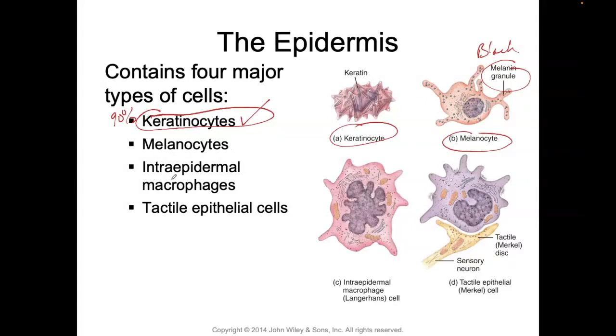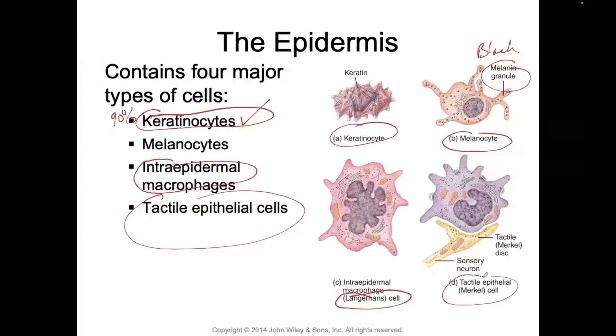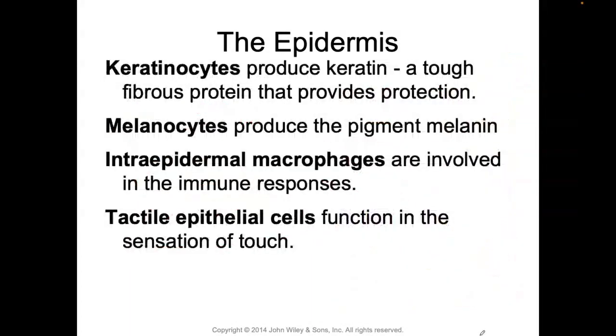We have intraepidermal macrophages. These are part of the immune system. Sometimes these are called Langerhans cells. These are part of your immune system, right? So your skin is like your primary line of defense. There's good stuff on there that we need to alert your immune system. And then we have these tactile cells, Merkel cells, tactile sensory receptors.